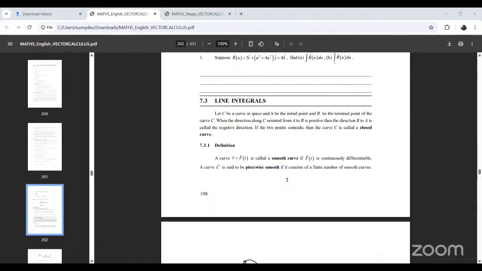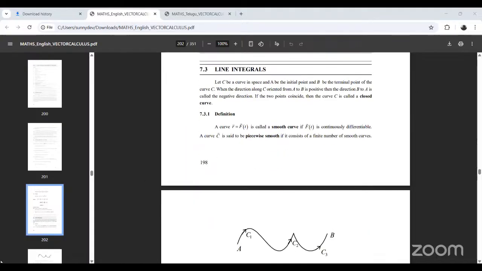Okay, so here is the definition, this is important. The vector r equal to capital F of t is a smooth curve if that capital F of t is continuously differentiable. So when F of t is continuously differentiable, then we can say that r equal to F of t is a smooth curve.